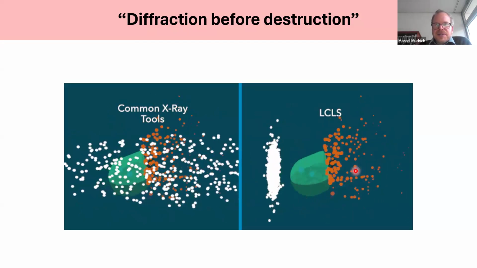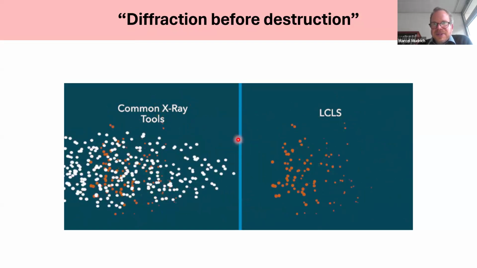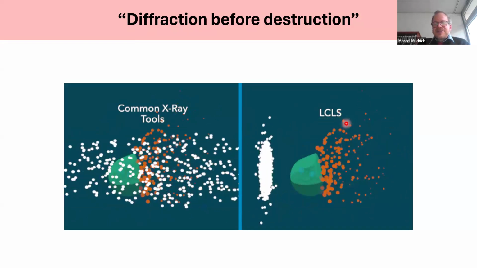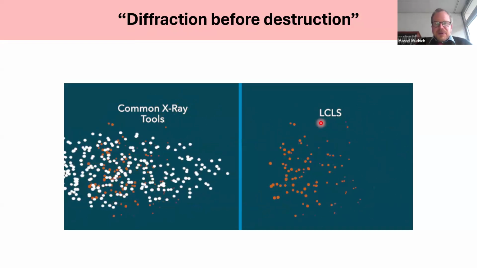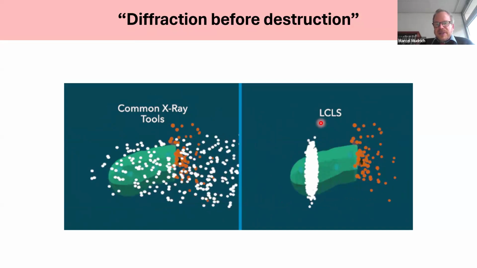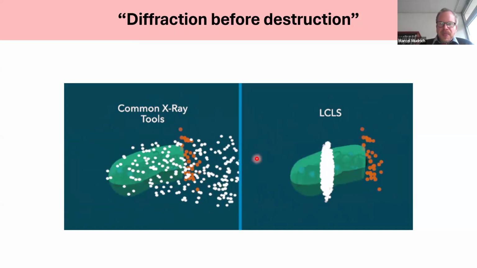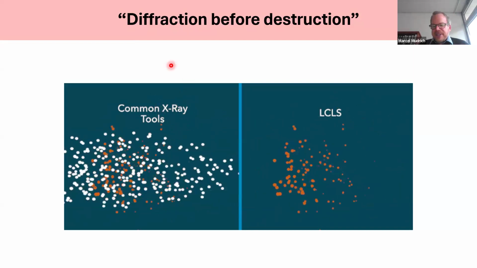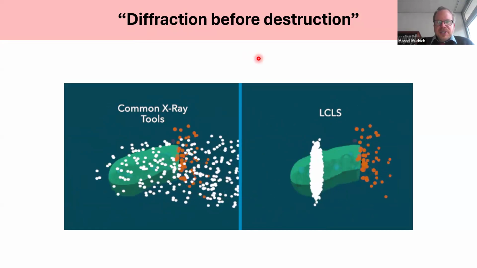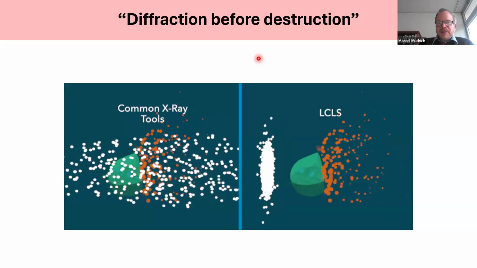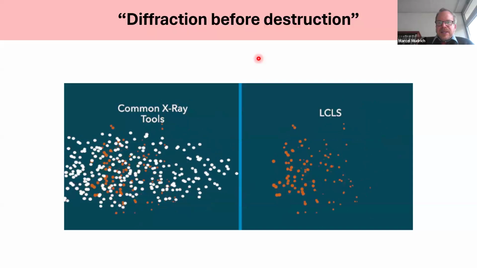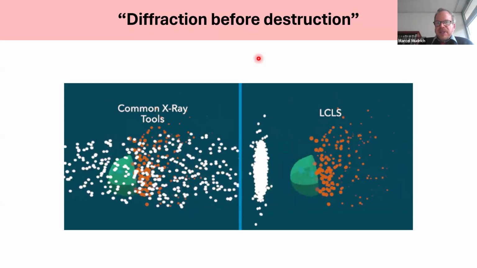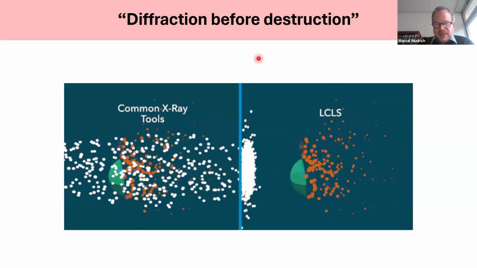And this is taken from a website from LCLS, the LCLS XFEL in California, because it was the first one to generate these femtosecond intense X-ray pulses. And so this is one way of addressing this issue of diffraction before destruction. You have to make sure that the light interacts with the intact sample before it gets destroyed by ionization and Coulomb explosion.